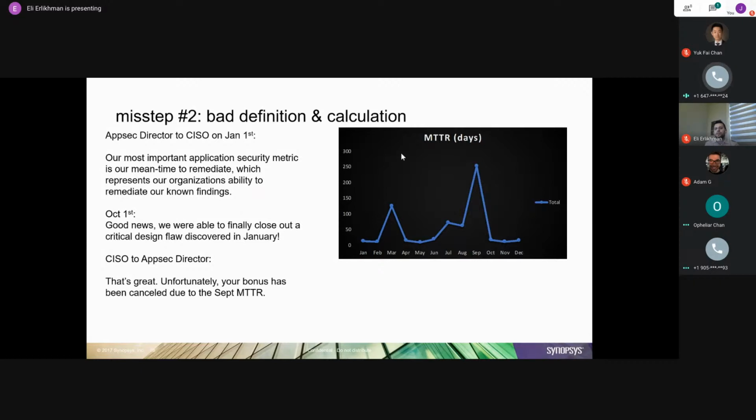Look at the chart in September, your median time to recovery, or the average time it takes you to fix the bug, really spiked up. So you missed your metrics of how long it takes you to fix issues, right? So the director did the right thing. The way metrics is set up, it looks really bad on him, and he gets in trouble, right?